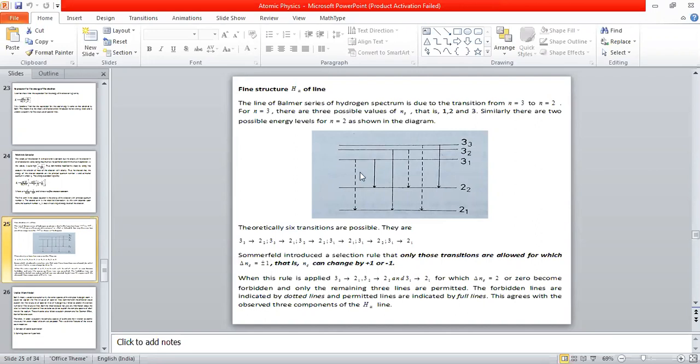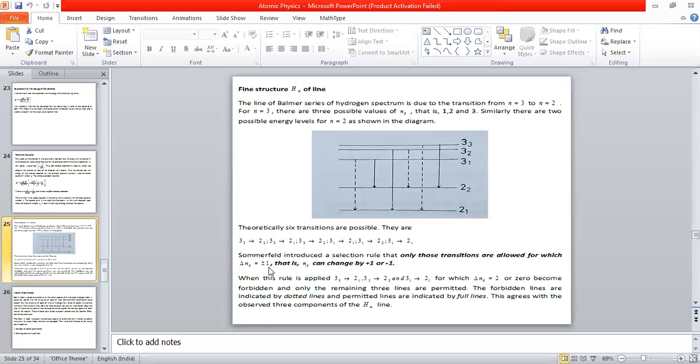All those 6 transitions are possible theoretically as per this diagram, but according to Sommerfeld, not all 6 transitions are possible. Only those transitions are possible for which delta n5 is equal to plus or minus 1. That is, the change in the azimuthal quantum number, only in the cases where it is plus 1 or minus 1 does the transition happen. Whenever delta n5 takes any value other than plus or minus 1, those transitions do not happen.